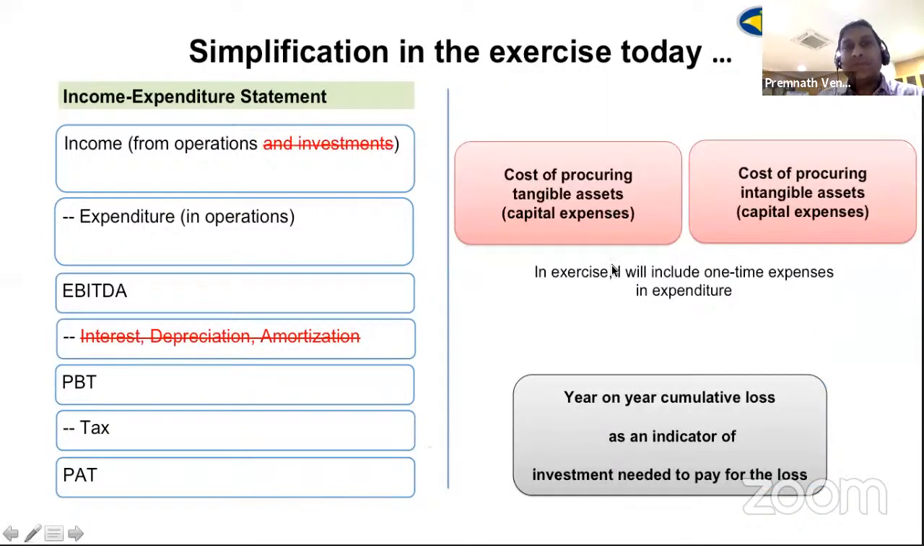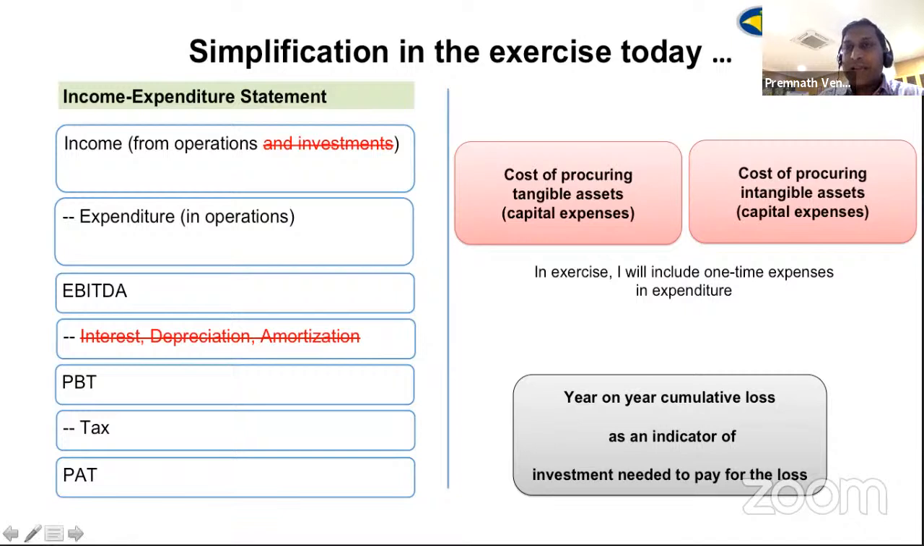Okay, so for today's exercise, I'm going to use the one on the left. That is the one here. I'm going to ignore some things like income from investments for simplicity, just so everybody understands it. And then remove things like interest, depreciation, amortization. I don't want to complicate matters. I'll keep it simple. We'll just focus on the profits and maybe a little bit of tax.